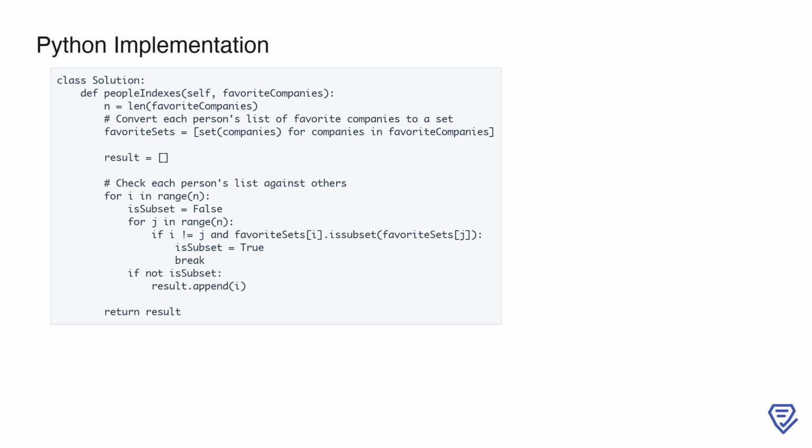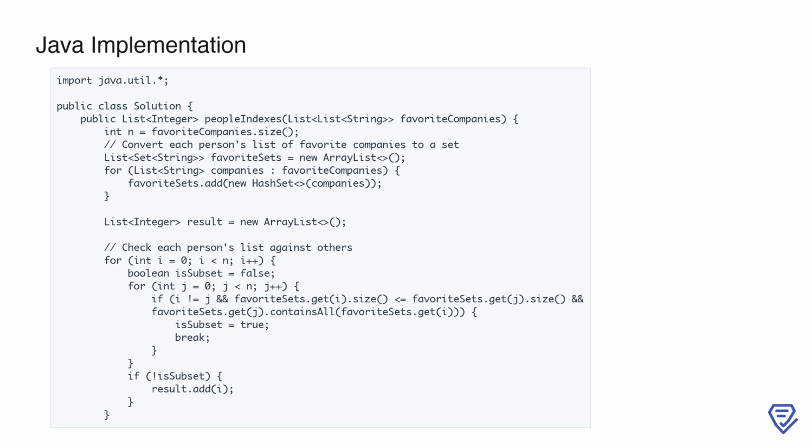This solution efficiently handles the problem requirements and edge cases, such as duplicate companies in a person's list or empty lists in the input. Here, we start with the Java implementation of the solution. First, we import the necessary packages, including java.util.*, which provides the collections framework we'll use. In the peopleIndexes method, we take a list of lists called favoriteCompanies, where each inner list represents a person's favorite companies. The first step is to determine the number of people, n, and then convert each person's list of favorite companies into a set.